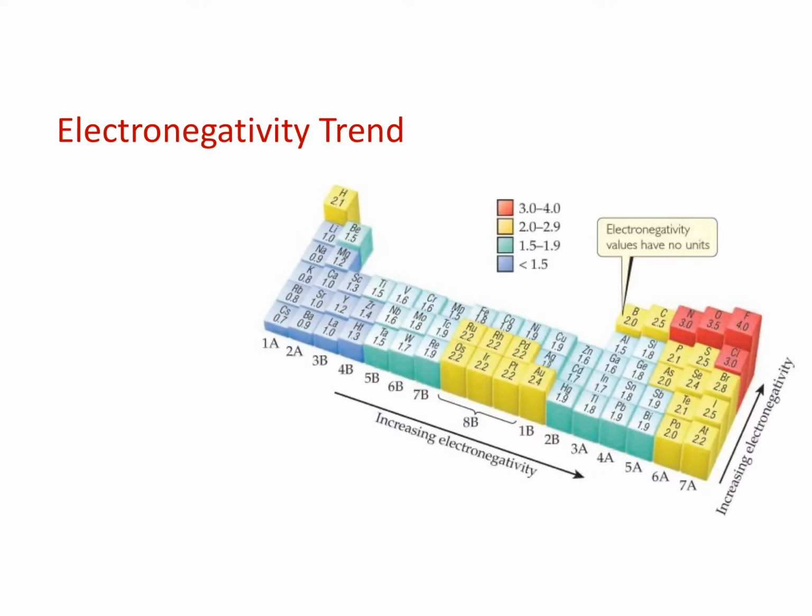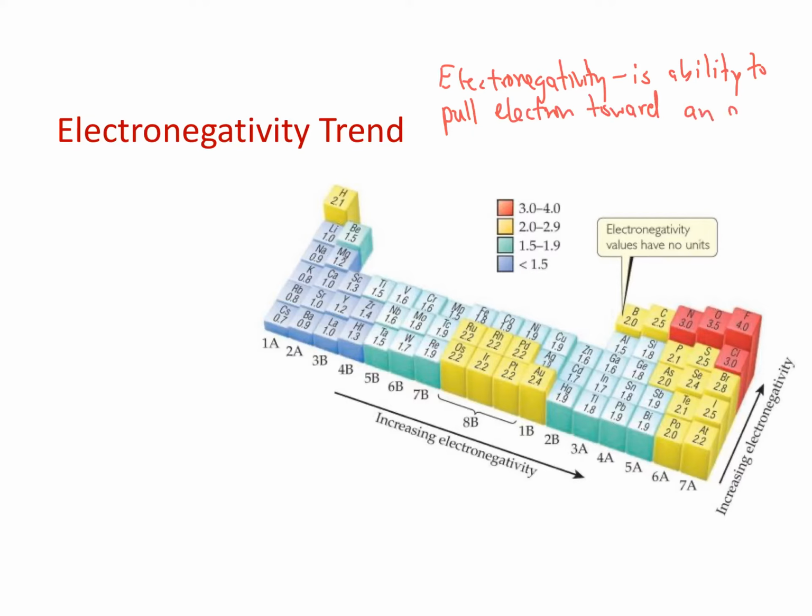And just as a little reminder of where this polarity comes from, the polarity comes from differences in electronegativity. And so here's the electronegativity trend. And remember, electronegativity is the ability to pull electron density toward an atom. So fluorine is the most electronegative element. It's the strongest element in its ability to pull electron density toward itself.